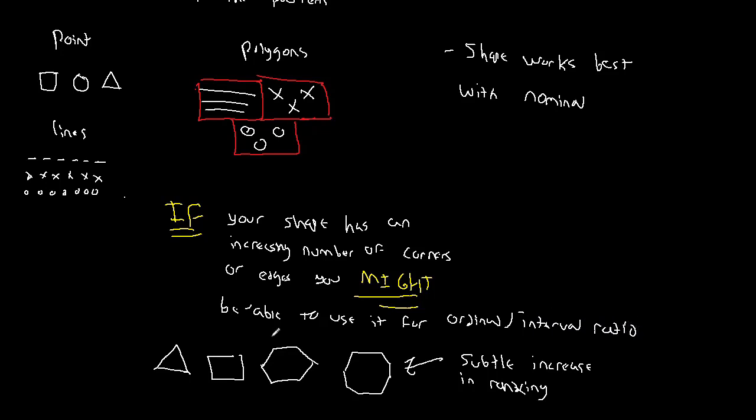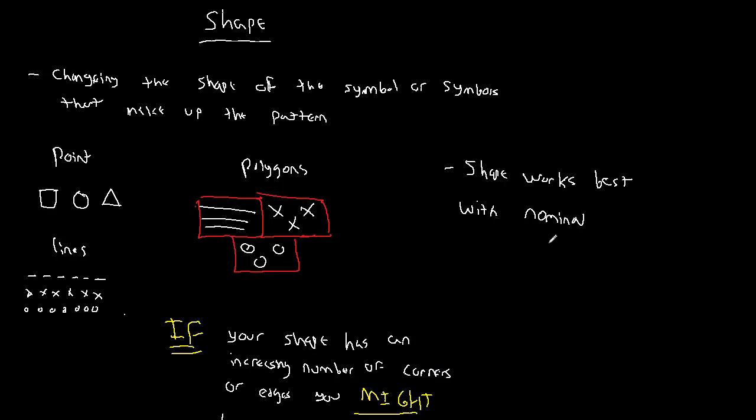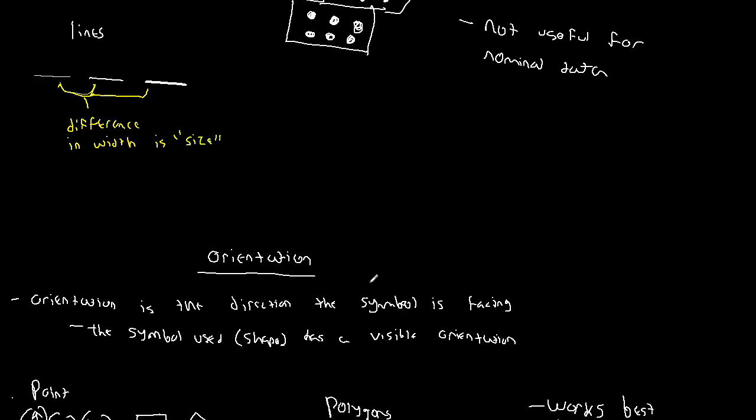I wouldn't necessarily recommend it, but if you're trying to do something a little bit different, or maybe you have other variables that you're dealing with as well, this is a possibility. If you have the same shape and you're just increasing the number of corners, or maybe you have a star and you increase the number of points in the star, you might be able to get away with a subtle increase in ranking. But generally speaking, stick with nominal.